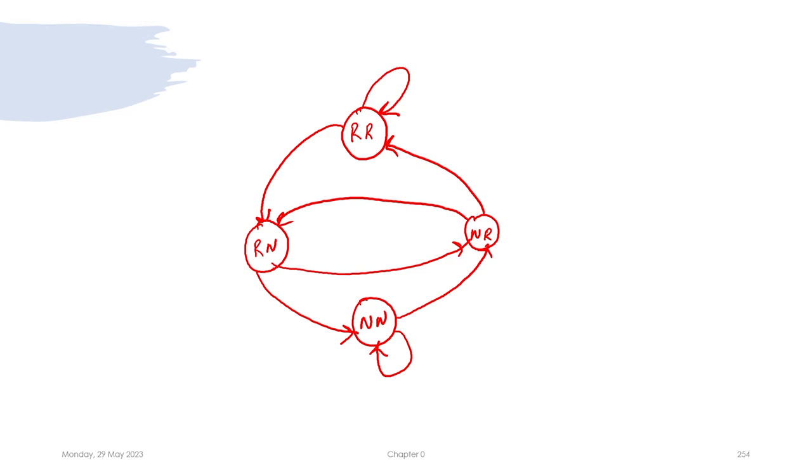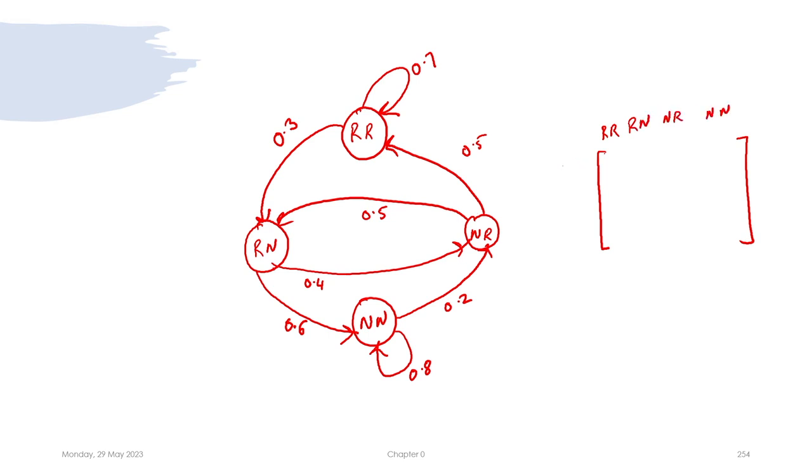If it has rained for the past 2 days, then it will rain tomorrow with a probability 0.7, or you will stay in this state. So, naturally, it won't rain with a probability 0.3. So, this edge is 0.3. If it has rained today but not yesterday, then it will rain tomorrow with a probability 0.5, and it won't rain tomorrow with a probability 0.5. If it rained yesterday but not today, then it will rain tomorrow with a probability 0.4, and it won't rain with a probability 0.6. And if neither, 0.2 and 0.8.